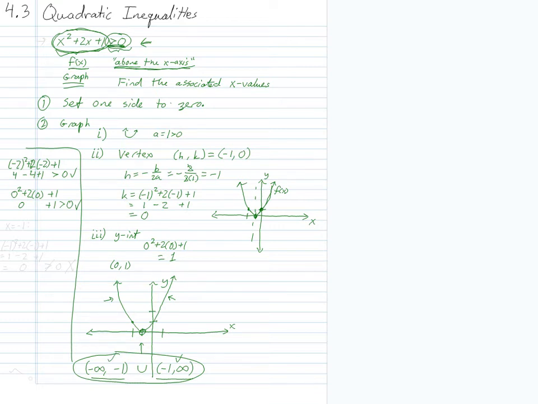Now, it's sometimes a good idea to check the x value that you exclude as well. So the only x value that we think is not a solution is -1. So what happens when we plug -1 into our inequality? Well, we get -1 squared plus 2 times -1 plus 1. That's 1 minus 2 plus 1. That's 0. And 0 is not greater than 0. So that's why we are excluding that x value. And that's as close as we can get to really verifying our solution.